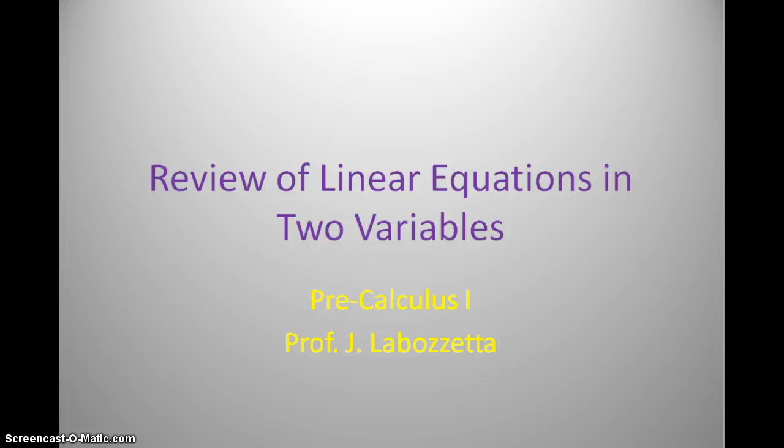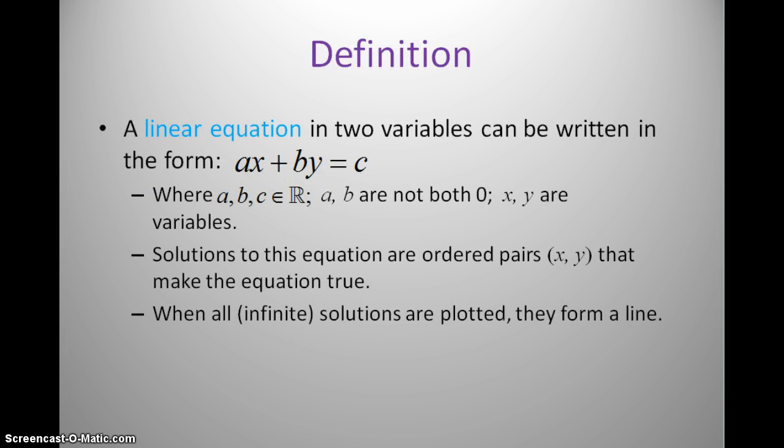This video is a review of linear equations in two variables. We'll start with the definition. A linear equation in two variables can be written in the form ax plus by equals c. Here, a, b, and c are real numbers. A and b cannot both be 0 at the same time, and x and y stand for the variables.